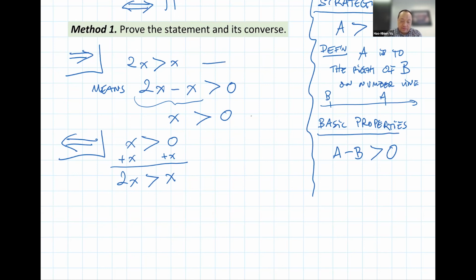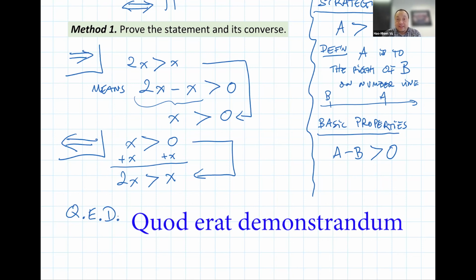going from this inequality to that inequality and going back. That means I'm done. And traditionally, when you're done proving something, a lot of people put down this acronym QED, which is short for a Latin phrase that means that thing that must be proven. I have arrived at that thing that must be proven, so I'm done.